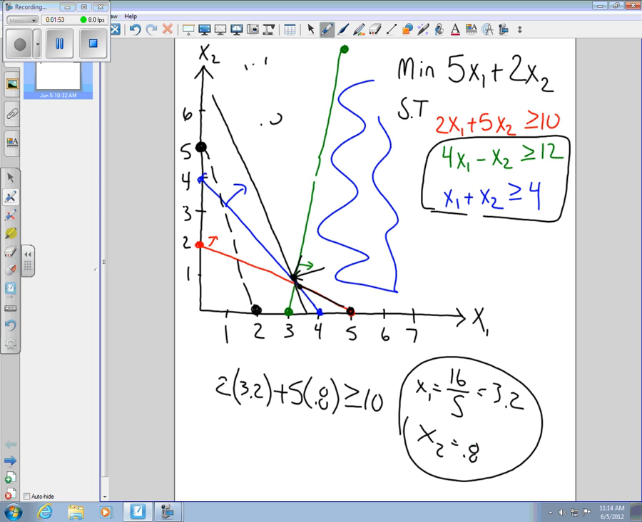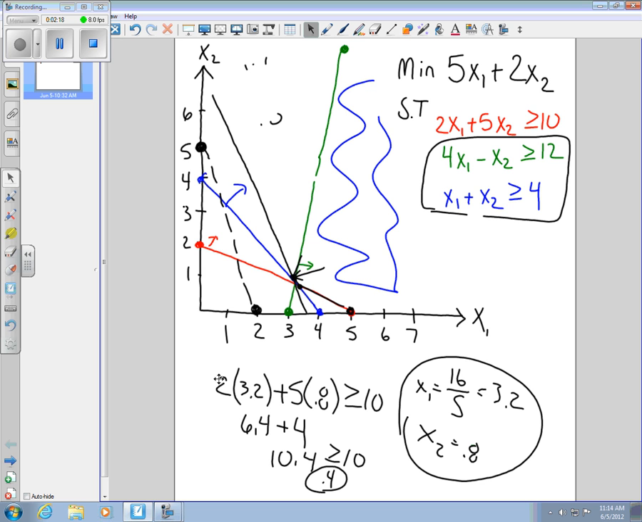So when we plug that in, we get 2 times 3.2 is 6.4, plus 5 times 0.8 is 4, and we get 10.4 must be greater than or equal to 10. So it is in fact greater than or equal to 10, but just barely. And the difference there, or the 0.4, is called surplus.